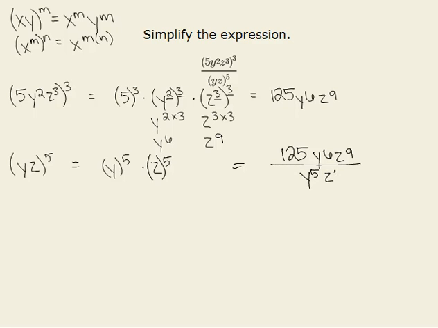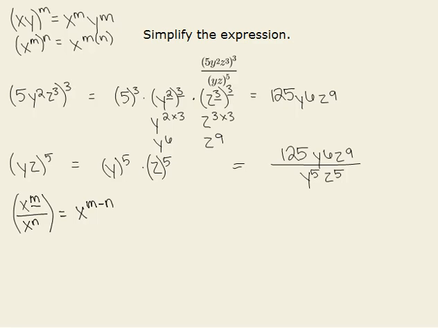Now the expression can be further simplified because we have y's in both the denominator and numerator, and same with the z's. So we will use the power of a quotient rule to simplify it. The power of a quotient rule says that when you have a variable in both the numerator and denominator that are being raised to different exponents, you rewrite it as that variable to the numerator minus the denominator, the exponents in both of those cases.